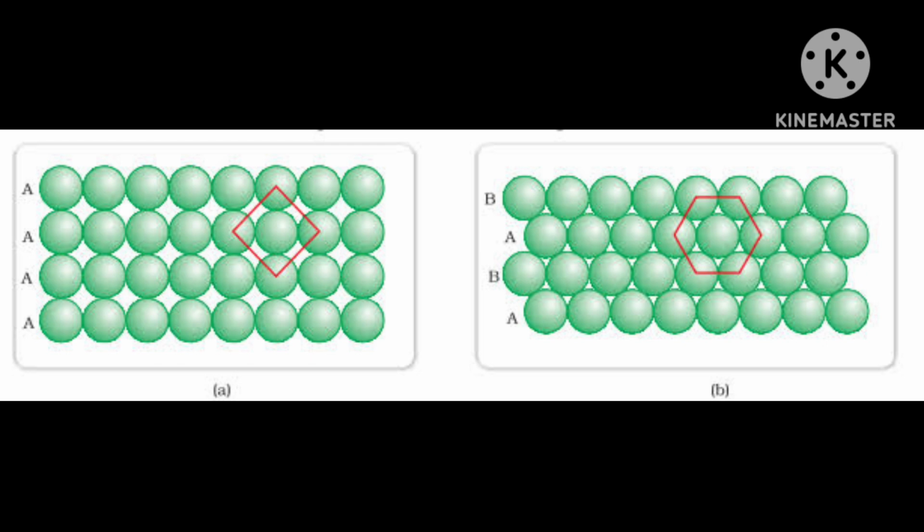Again, between the two, you can keep one sphere upside. Now you are keeping a sphere between the two spheres upside. Hence this arrangement will be different, B type. This arrangement will be B type. But here also, all the second row spheres are touching each other.